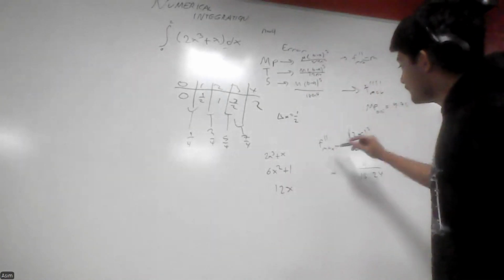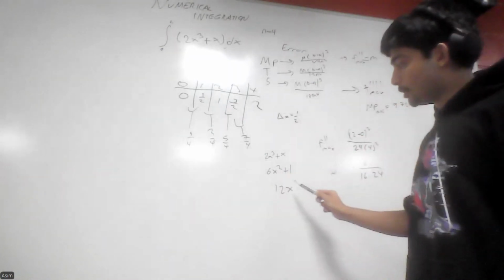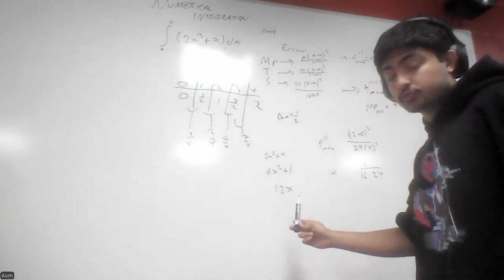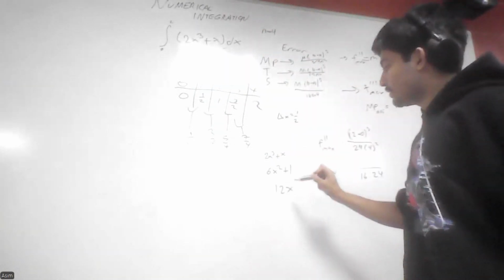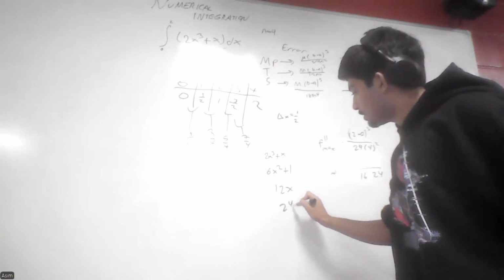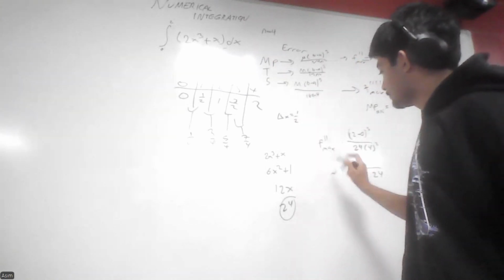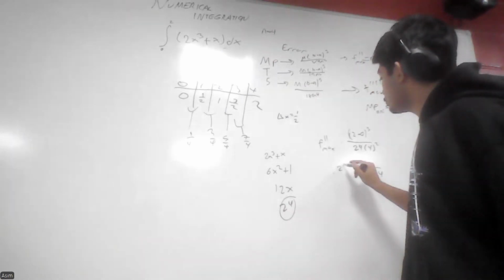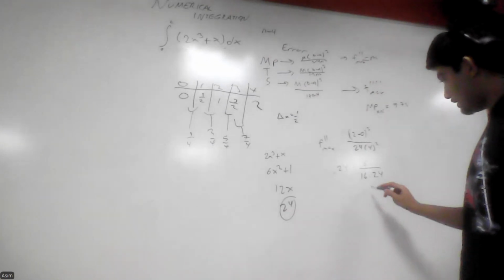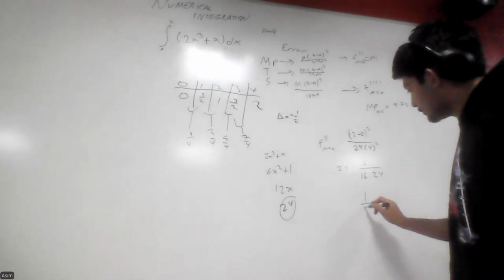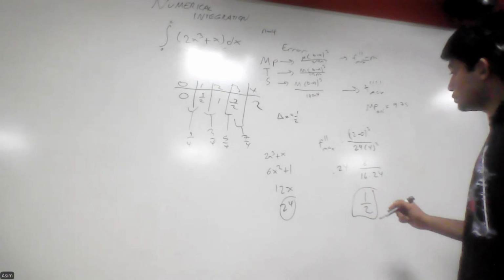And we have to use our max value for this formula. And where will I get my max value for 12x? Obviously, I will get it at x equals 2. Therefore, my capital M will be 24. So I will just multiply all of this with 24. And over here, I get 1/2, and the 24s get rid of it. So I get 1/2 for my error estimate.